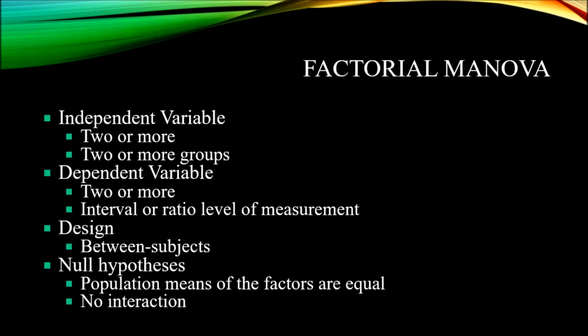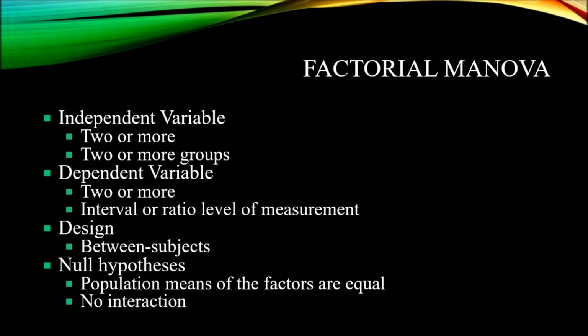Now taking a look at factorial MANOVA. Factorial MANOVA is similar to factorial ANOVA, except you have more than one dependent variable. So again, staying with the example I've been using, here you would have gender at two levels as an independent variable, male and female, treatment at three levels as an independent variable, CBT, psychodynamic, and treatment as usual, and you'd have two measurements, an inventory to measure depression and an inventory to measure anxiety.